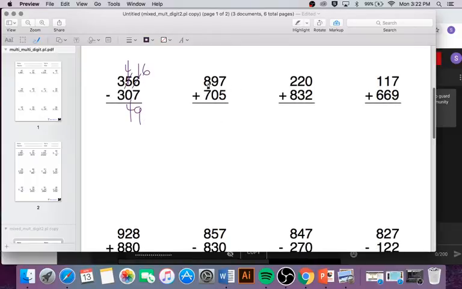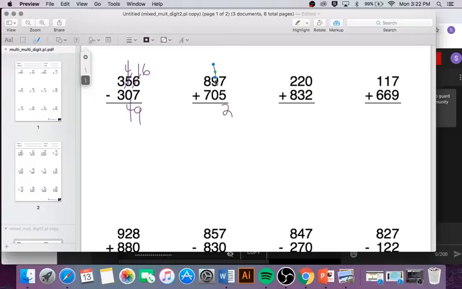Our next problem, 897 plus 705. We start on the right at the ones column. We have 7 plus 5, which is 12. So we're going to put down the 2 because it's the number in the ones column. And we're going to carry our number in the tens column.